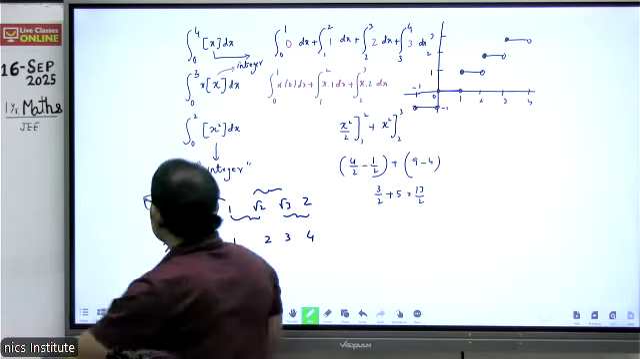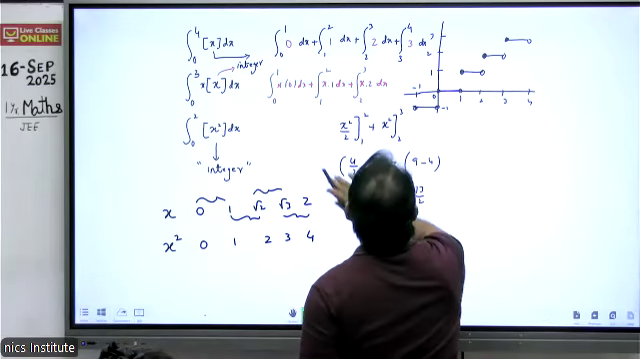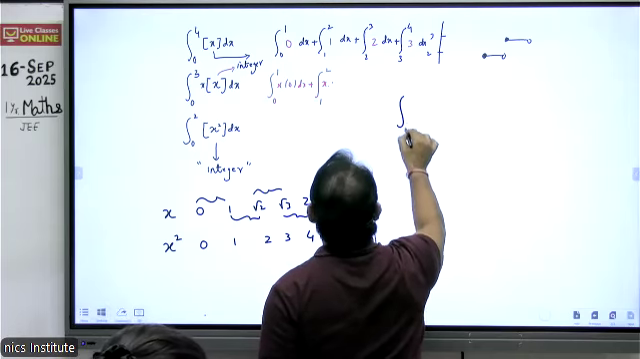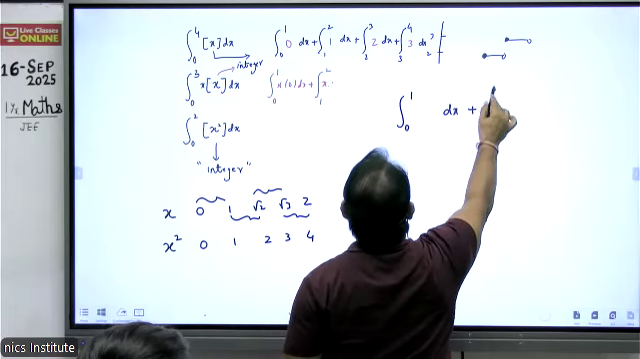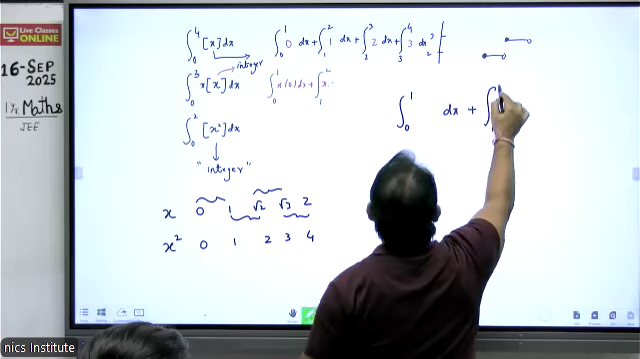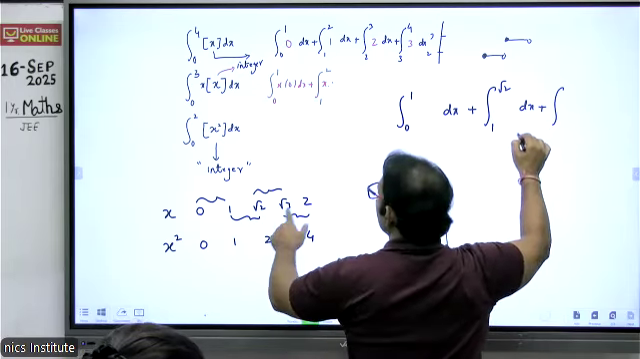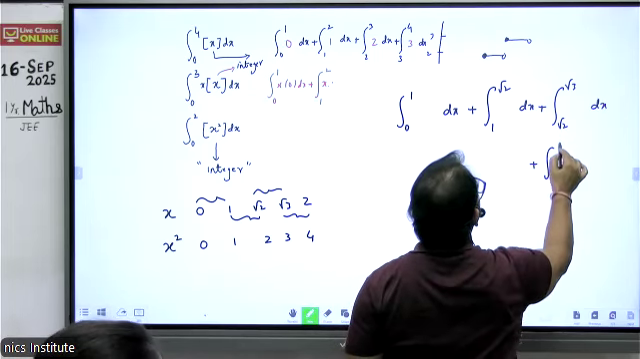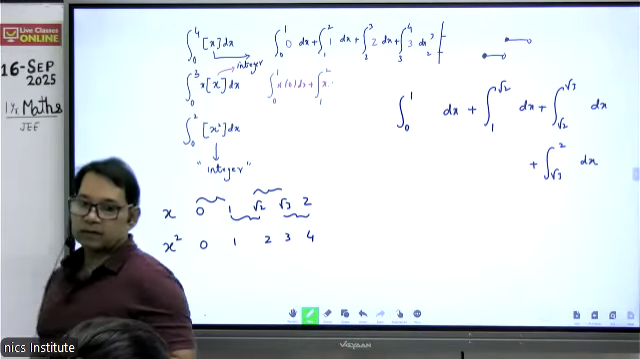So this time limits will be for x. So the integral would be 0 to 1 dx, then 1 to root 2 dx, then root 2 to root 3 dx, and then root 3 to 2. So we have broken the limits in terms of x.